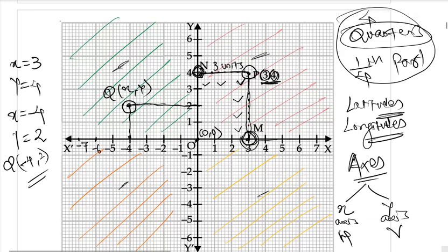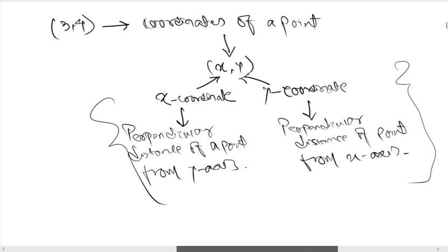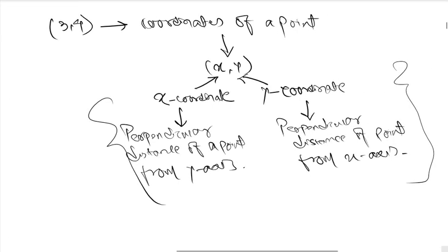Let me give you an idea of whatever I've talked about here. Coordinates we just understood. 3, 4 are coordinates of a point. Coordinates of a point are written in the form of an ordered pair, which is x comma y. X is always written first, y is always written second. X coordinate is the perpendicular distance of a point from y axis, and y coordinate is the perpendicular distance of a point from x axis. If you look into the graph and match these definitions, you will exactly get the idea.